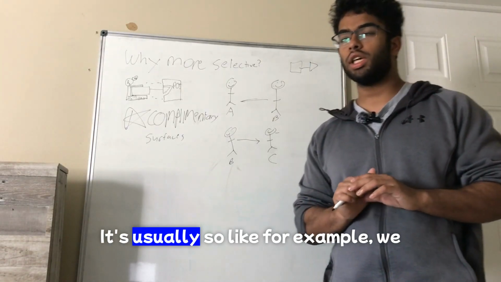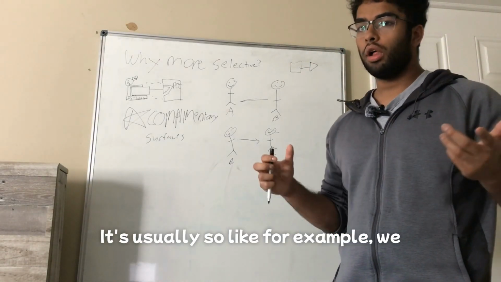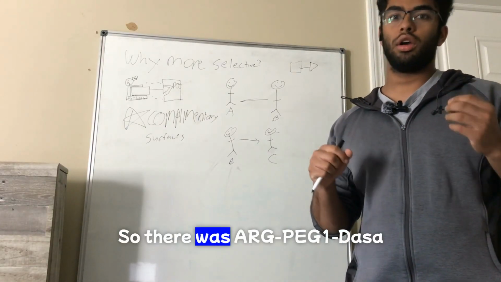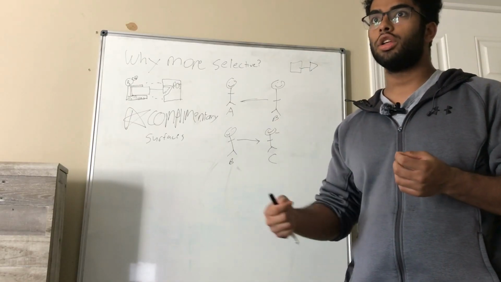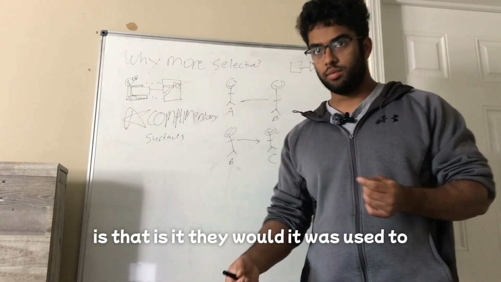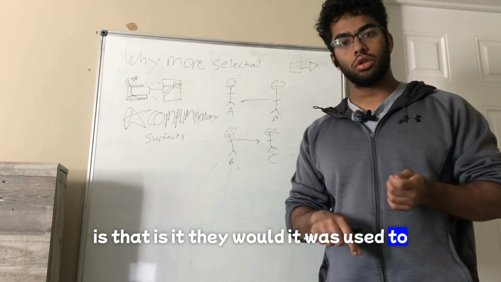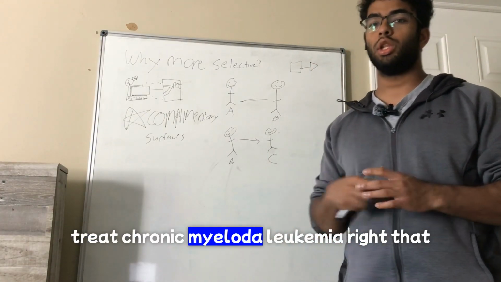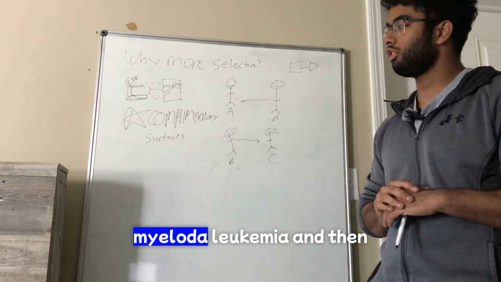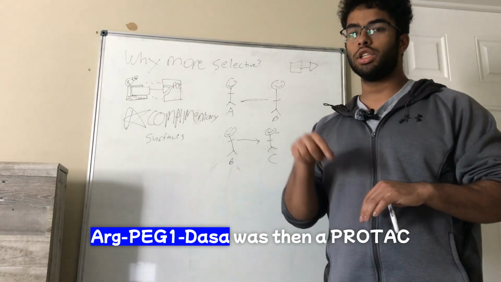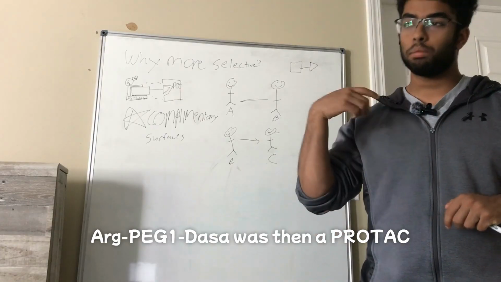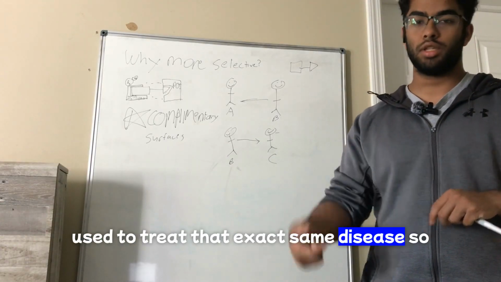It's usually, so for example, we talked about this last video. So there was arginine, ARG-PEG1-DASA. DASA is Dasatinib. It was used to treat chronic myeloid leukemia, right? Dasatinib by itself was used to treat chronic myeloid leukemia, and then ARG-PEG1-DASA was a PROTAC used to treat that exact same disease.